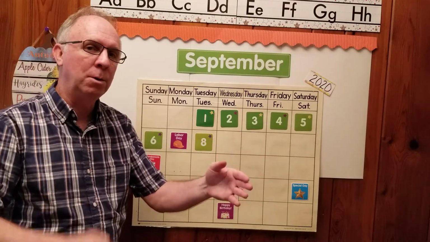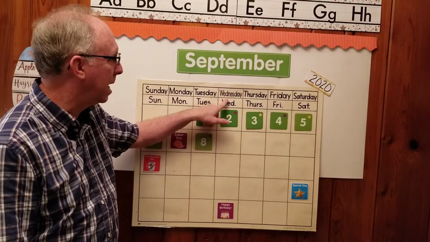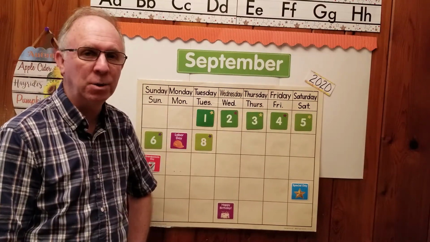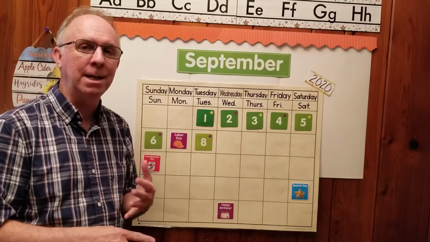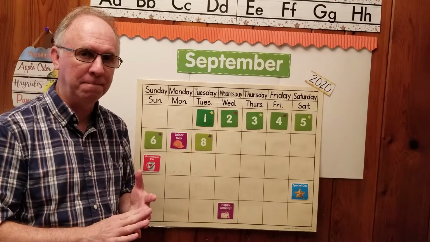be. So here's my example. Tomorrow will be Wednesday, September the 9th, 2020. So we want to practice reading today's date, yesterday's date, and tomorrow's date.